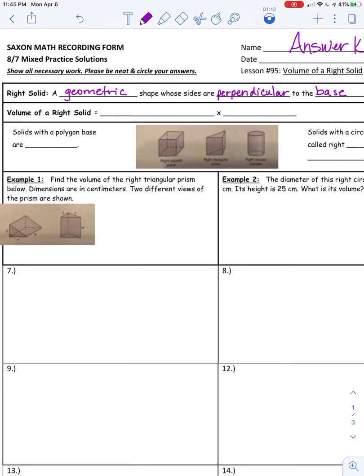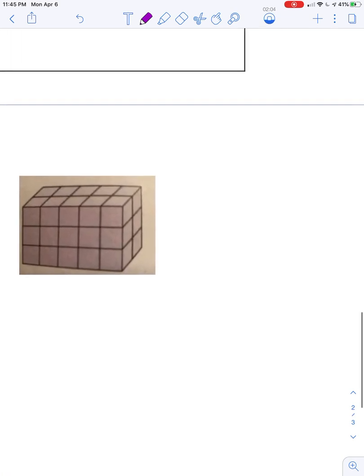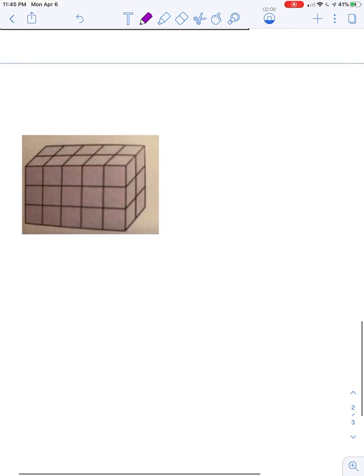Okay, now to find the volume of a right solid, we would take the area of the base and we would multiply that with the height of our shape or our right solid. I'm going to bounce down here to the bottom of my document. You don't have this on yours. I'm just going to use this for just a moment to walk through a quick example of how we find the volume.